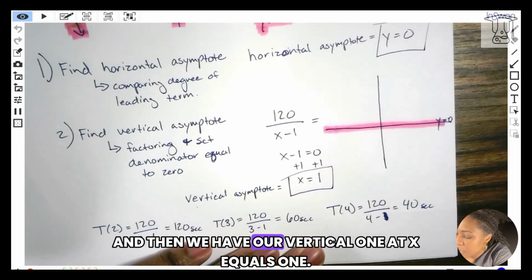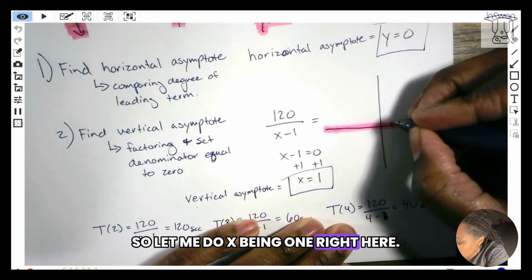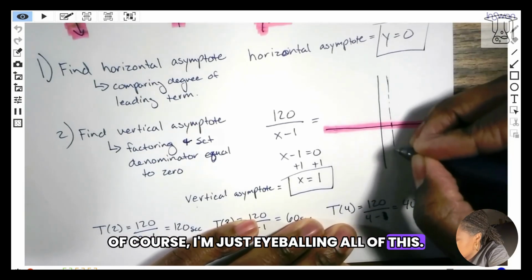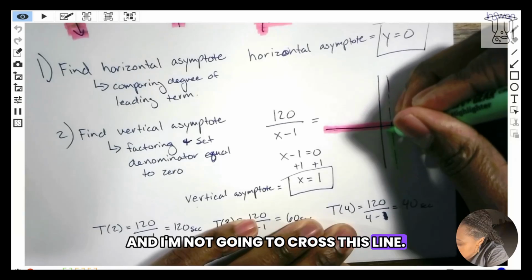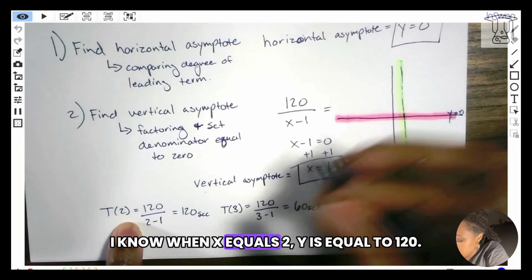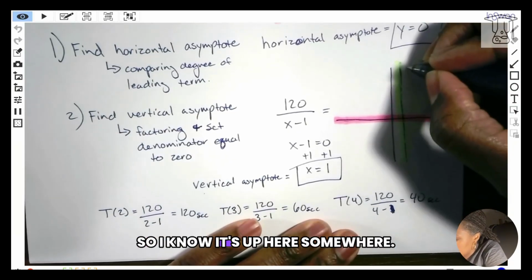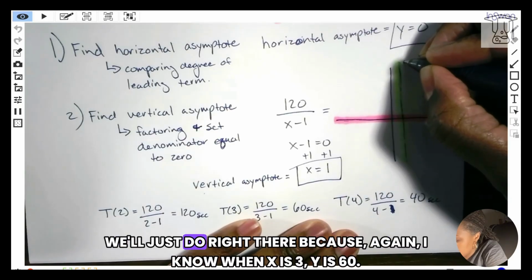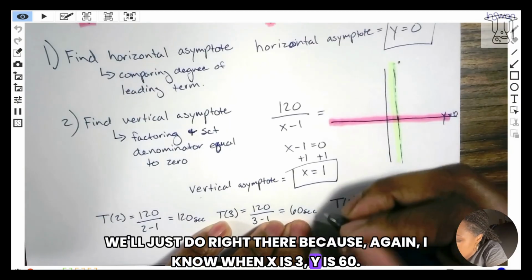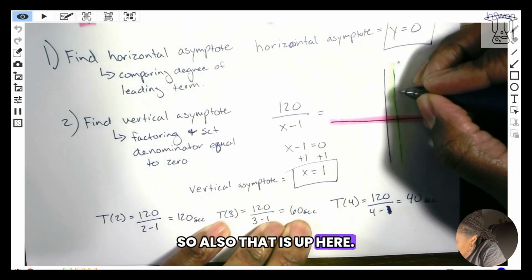And then we have our vertical one at x equals 1. So let me do x being 1 right here. Of course, I'm just eyeballing all of this, and I'm not going to cross this line. And I've done a couple of points. I know when x equals 2, y is equal to 120. So I know it's up here somewhere. We'll just do right there because I can. I know when x is 3, y is 60. So also that is up here.